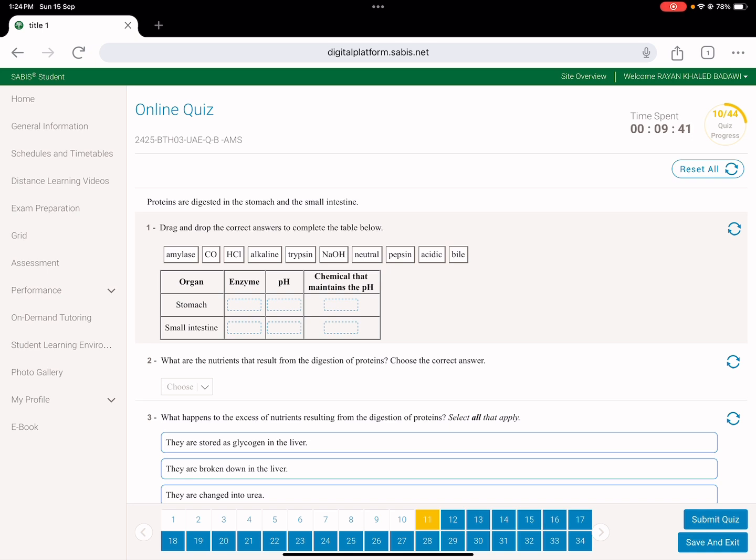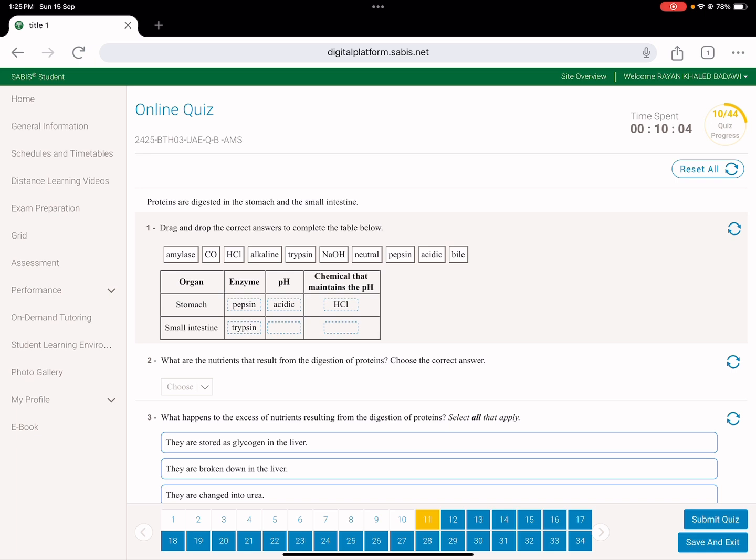So drag and drop. Okay, so in the stomach, what enzyme do we have? We said we only have one digestive enzyme, which is the pepsin. And of course, it's going to be in an acidic pH. And what maintains the acidic pH? We said the hydrochloric acid. While in the small intestine, we have multiple enzymes. But here we're just looking at the enzymes that break down proteins, because proteins are digested in the stomach and the small intestine.